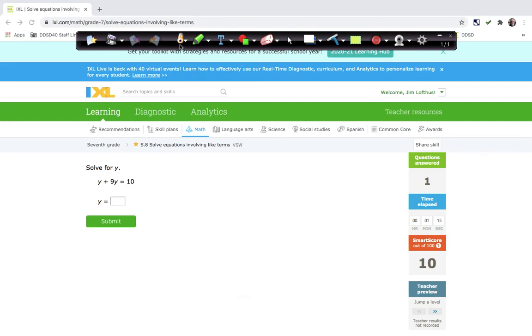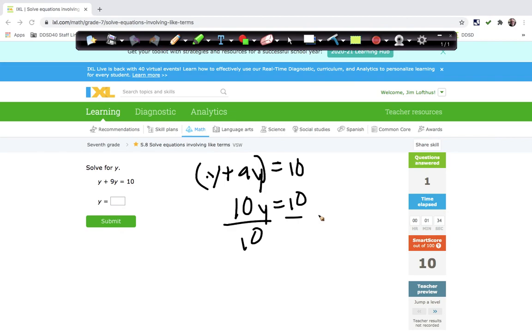So on this one, y plus 9y's is equal to 10. So I can combine these. These are like terms. So 10y is equal to 10. That must mean that each y is equal to 1. 10 divided by 10 is 1.